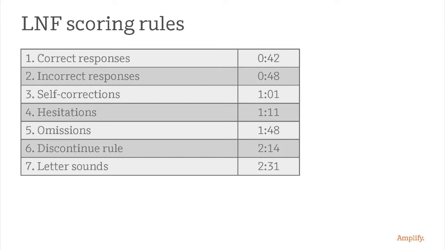These scoring rules address the common situations you are likely to encounter while administering this measure. Use the timestamp shown here to skip ahead to a scoring rule you are eager to learn about or to review a rule in the future.